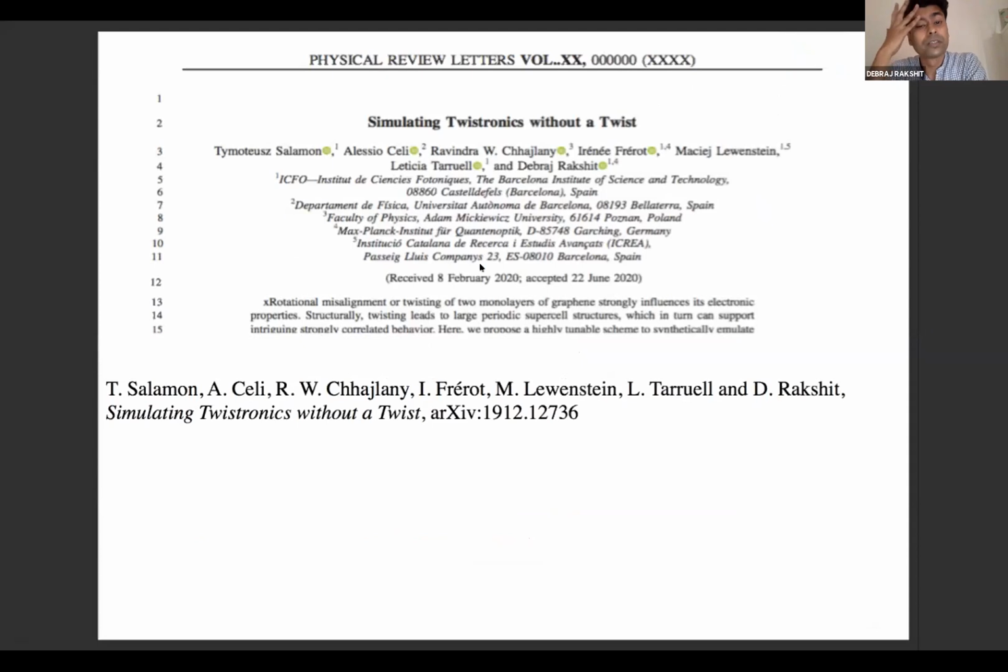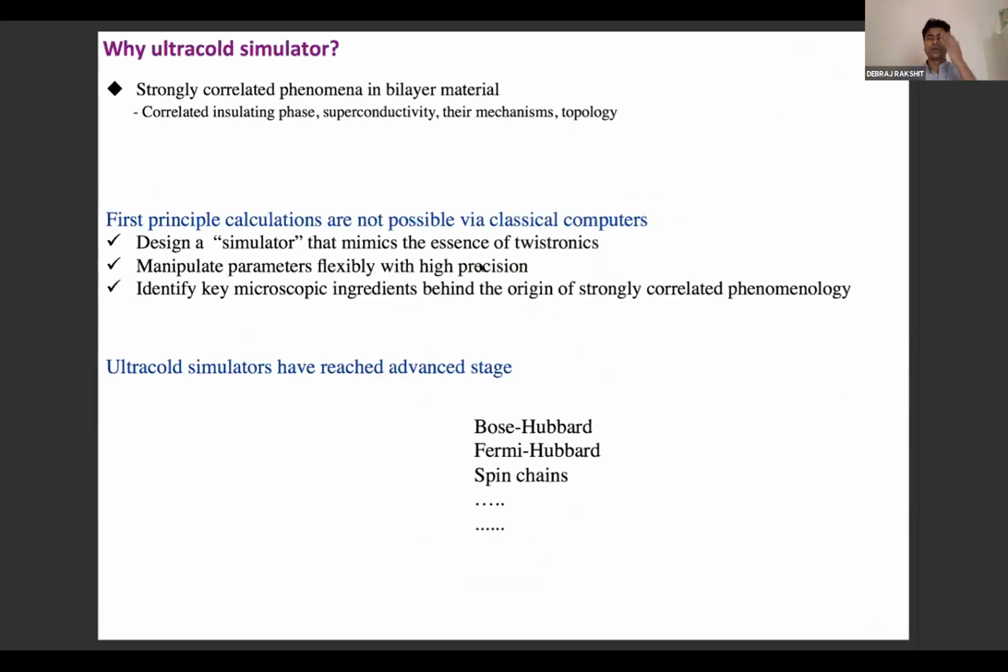This paper is based on work that's currently on arXiv, and in production in PRL. So if you are interested, you can look into the arXiv version. It has been done in collaboration with fantastic collaborators, Timek, Alessio, Ravi, Irene, Leticia, and obviously Maciek, in whose group I am working as a postdoc. I will explain these things in a very hand-waving way, because we don't have a lot of time.